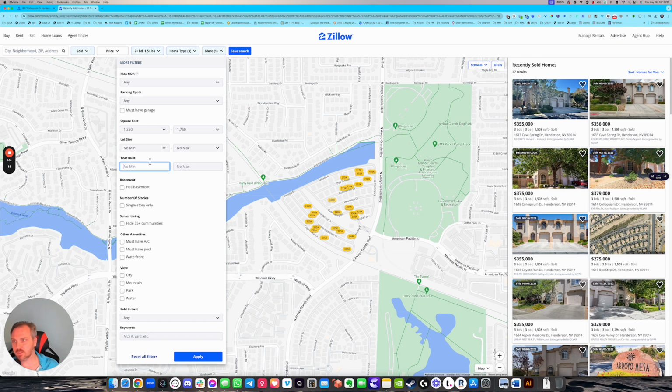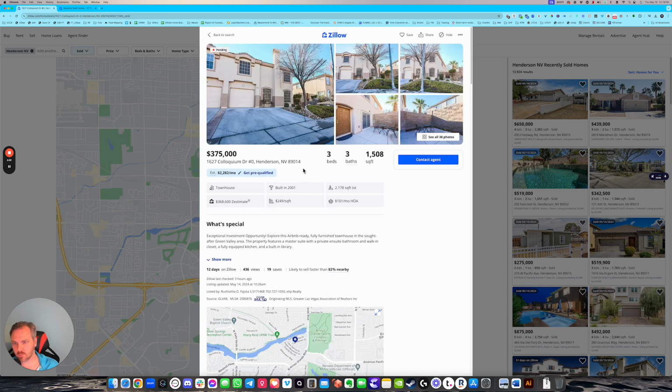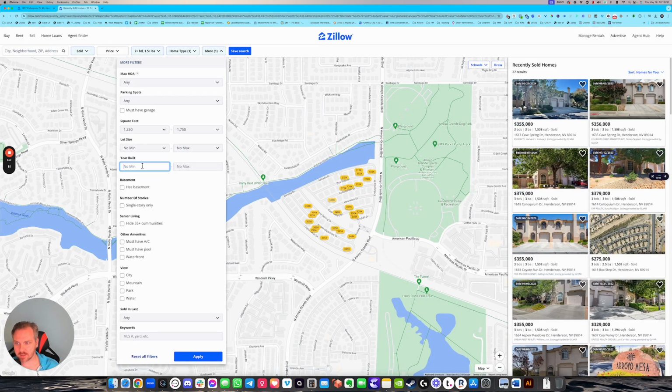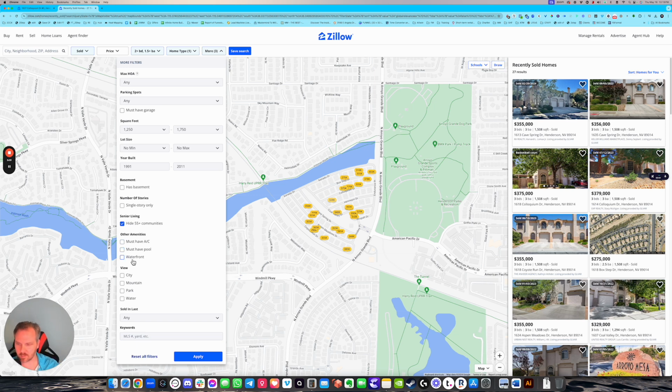Now, years built, and I didn't actually pull that up on here. This one was built in 2001. So we're going to do plus or minus 10 years. So 1991 all the way up to 2011. I'm going to, in this case, hide 55 plus communities because this is not a 55 plus community. And must have an AC. Actually, we can skip this because even though it should have it on there, it may not for some reason.